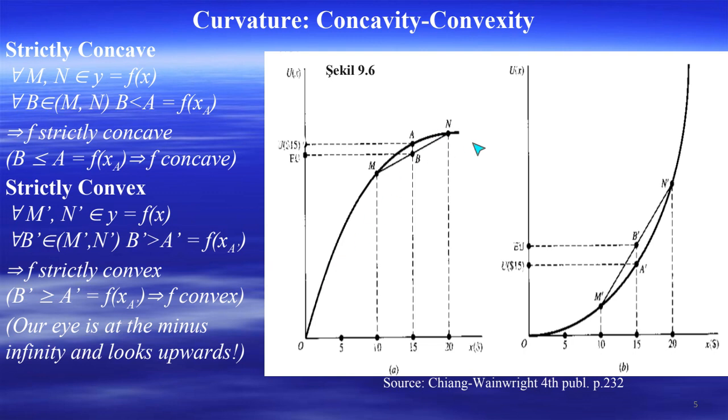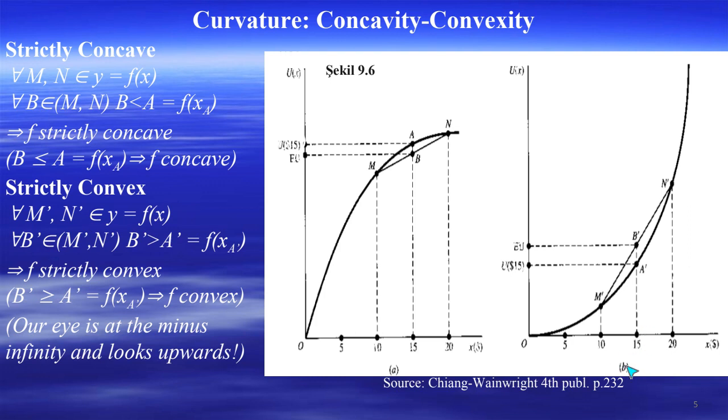And here the shape is concave. This is figure 9.6, the Chiang book, the fourth publishing, at page 232. Skip the risk analysis part. We are not responsible for it in this course. You can learn it in your micro courses afterwards. But the shape is interesting because when we put our eye at minus infinity and look upwards, we see the concave part of the function. This function is strictly concave.